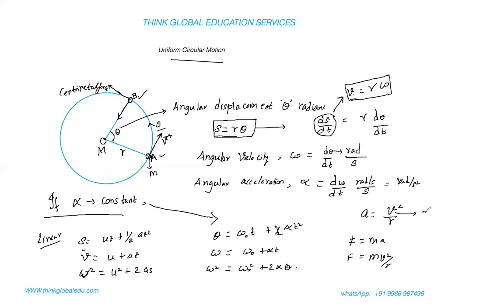And substituting the value for v, we can also get the acceleration in another form. v is equal to r omega. From this equation we can substitute it here. So you will get r squared omega squared divided by r, which is equal to r omega squared. So these are the identities that we need to know if you want to solve any problems based upon circular motions.